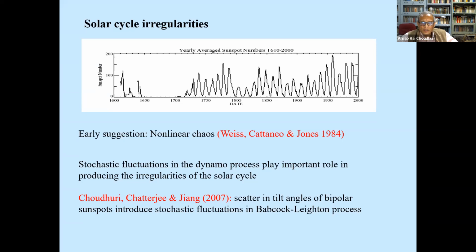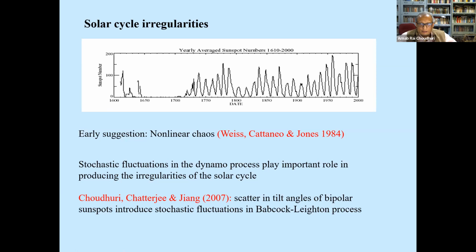The earliest idea was that this is a manifestation of nonlinear chaos. But detailed study appears to show that the most obvious kinds of nonlinearities would not give rise to this kind of sustained irregular behavior, but rather these nonlinearities try to stabilize the oscillation. So some of us have the idea that a more likely candidate for explaining these irregularities is some stochastic fluctuations present in the dynamo process.